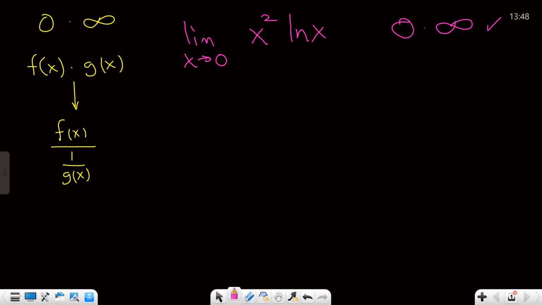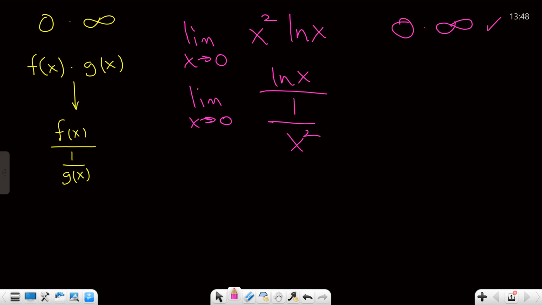I usually send the less complicated one to the bottom, but it doesn't matter, you can still solve it either way. Okay, so I'm going to rewrite this as the limit as x approaches 0 of the natural log of x over 1 over x squared. Now, common mistake here is people write that as a natural log of x over x squared. That's bad math. That's good math. All right, we good? Everybody understand how I did that?